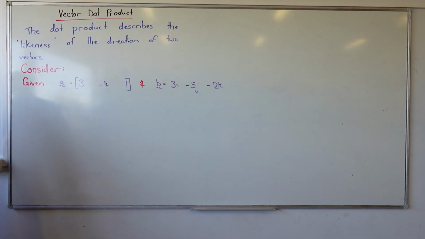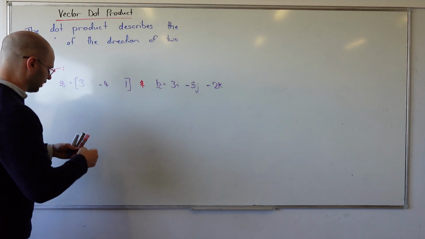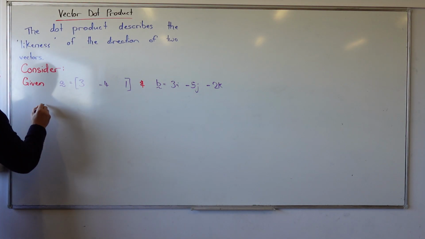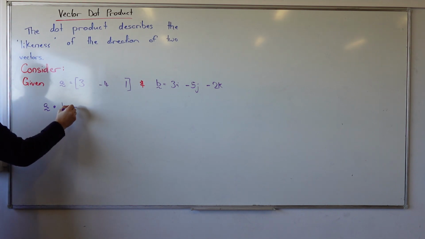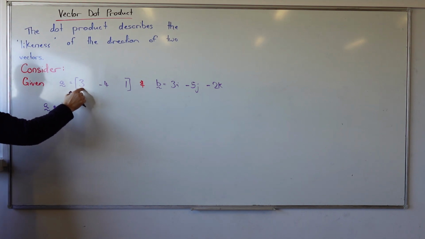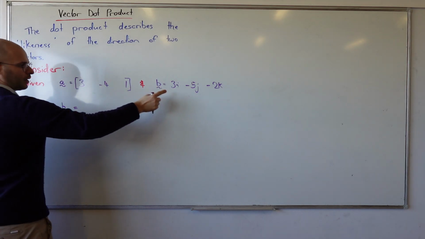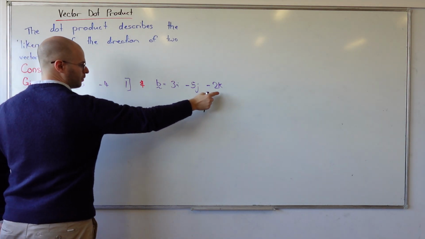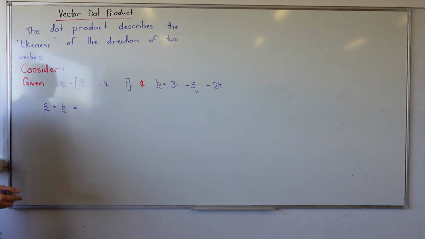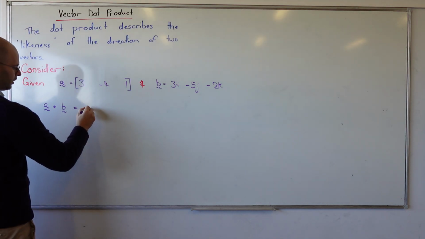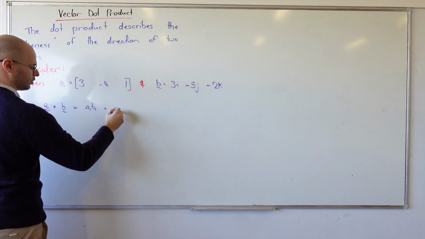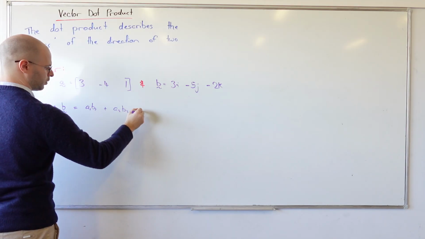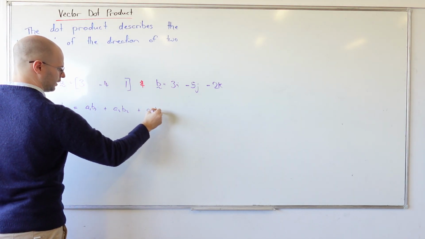So if we have vectors A and B, we can calculate the dot product of vector A and B. A dot B is the same as saying this member times that member, times that member, times that member, and you sum them all together. So we're going to go A1 B1 plus A2 B2 plus A3 B3.